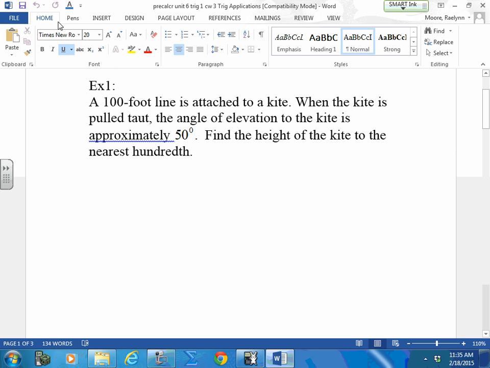A 100-foot line is attached to a kite. When the kite is pulled taut, the angle of elevation to the kite is approximately 50 degrees. Find the height of the kite to the nearest hundredth of a foot. Now, when you fly a kite, does it sit exactly over you? No, it's at a slant, right? So, start with that. Here you are. You're flying the kite. Here's your kite.